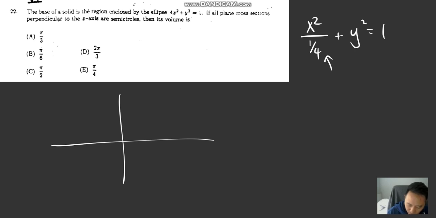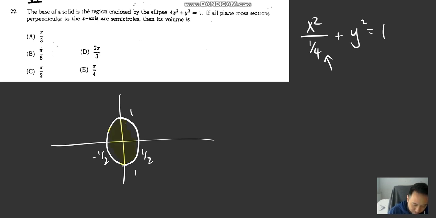This 1/4 is like your a squared if you remember the formula, but you don't really need to know the formula. If I draw the ellipse, it'll look something like this. It goes through 1/2 and negative 1/2, and here it's 1 and negative 1. If you try to visualize what the graph looks like, that's it. This is the base of the solid region, so we have cross sections going. I'm going to color this region.